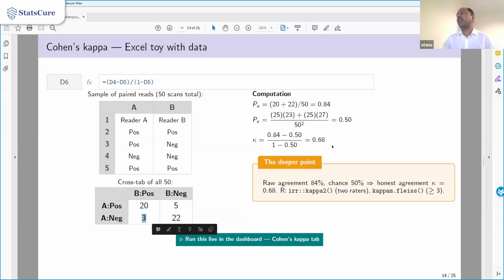And out of that, we are going to calculate this kappa value, and you see this is coming as 68%. They are agreeing with each other, and that's where we calculate this value. Let's see how we can calculate it with the dashboard.